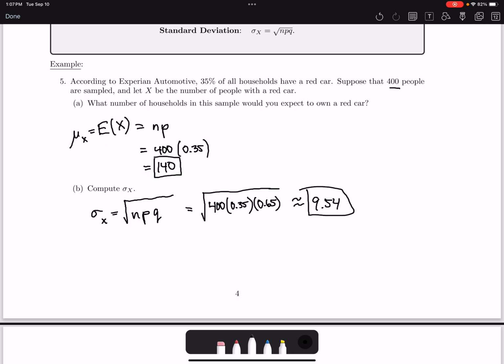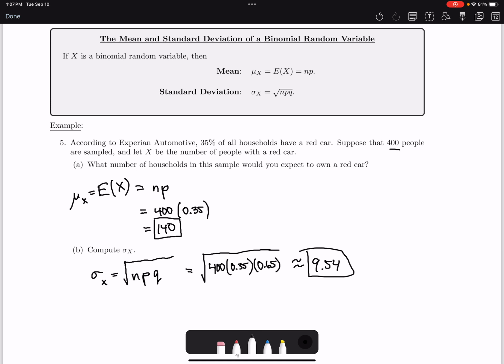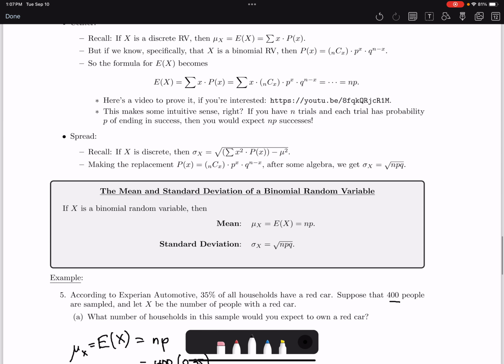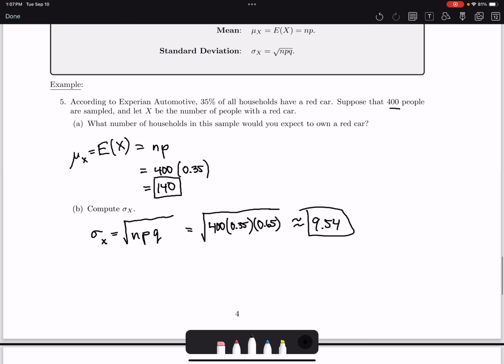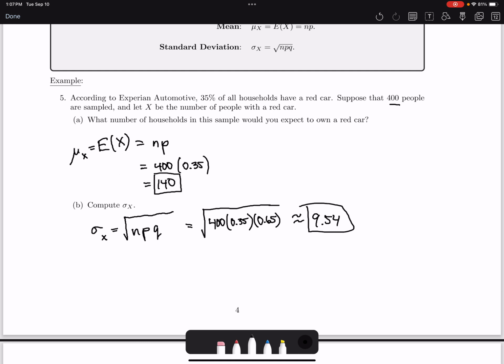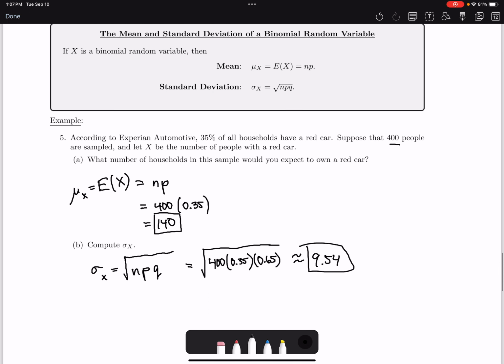I hope you can appreciate how much easier it is to compute the mean and the standard deviation using these shortcut formulas than it is to use the nastier formulas that we had in the previous section. That's because we have more information now. If the variable is binomial, then we get these shortcuts. Let me emphasize that if the variable is not binomial, then you cannot use these shortcuts. These shortcuts only apply if the variable is binomial.